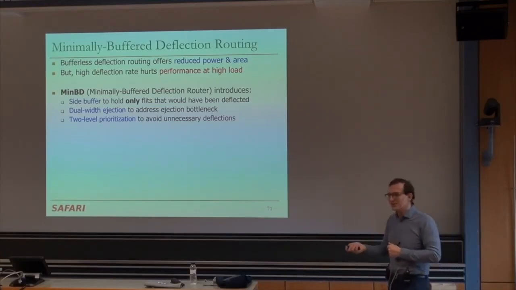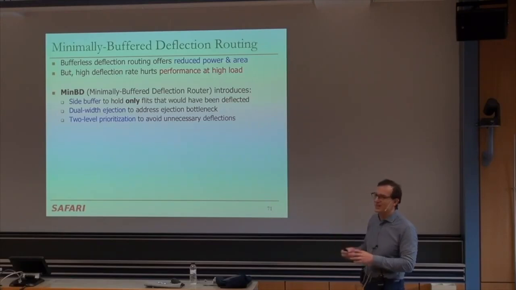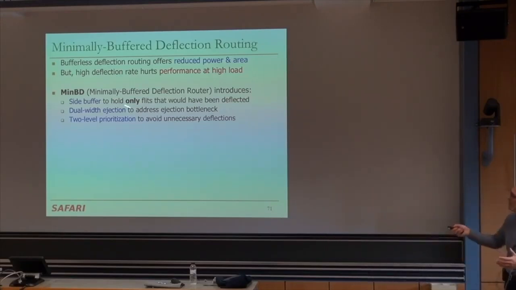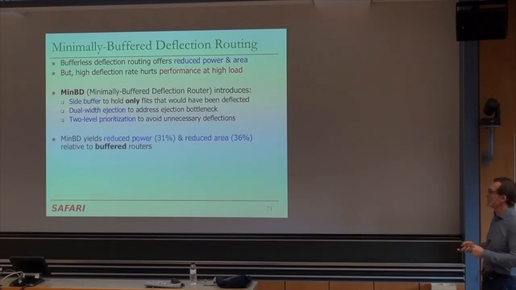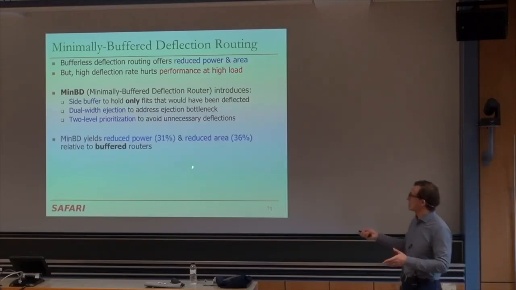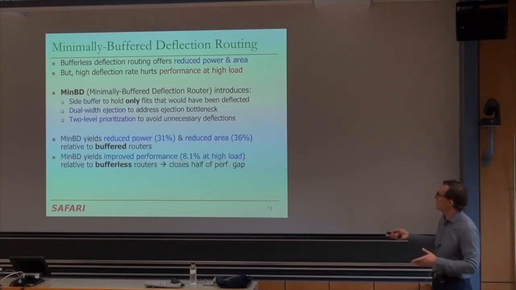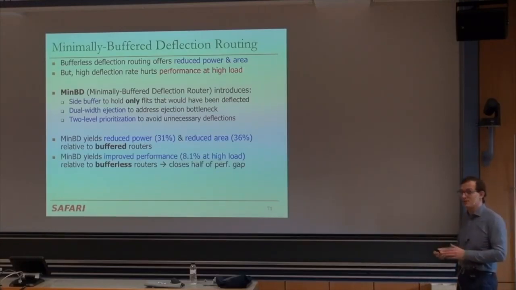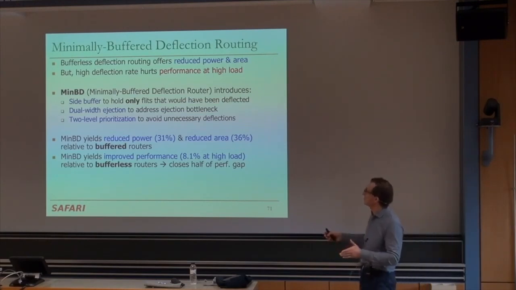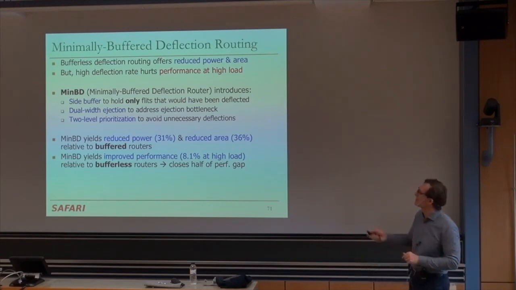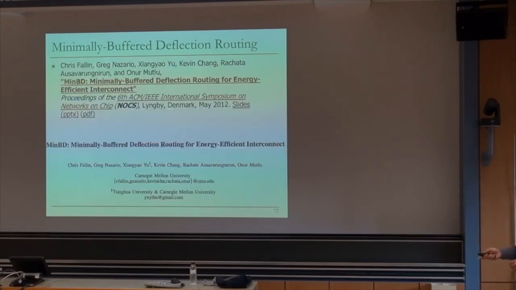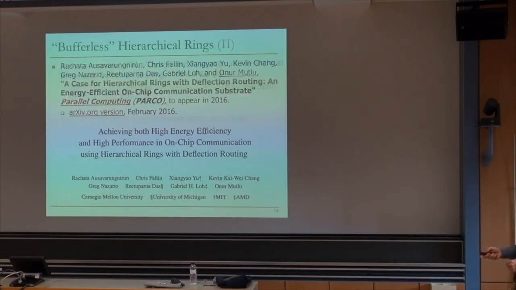And then it's actually not enough to have just golden packet prioritization. It's also better to have some two-level prioritization. That's the idea over here. So this leads to significant power reduction and reduced area. Also, compared to bufferless routers, it gives you better performance and closes half of the performance gap. So now the performance gap between buffered and bufferless, or minimally buffered, is much smaller. And we will actually see this. I think I'm going to talk about this a little bit more.